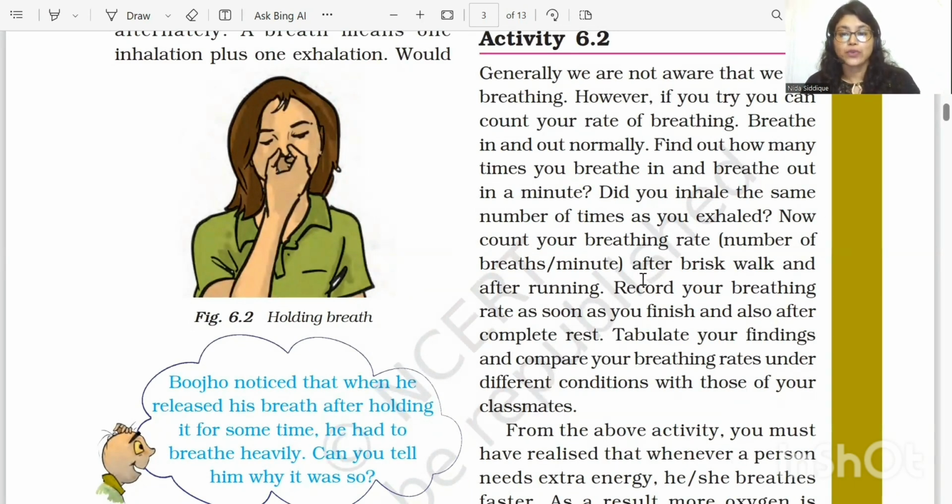Now, count your breathing rate, that is, the number of breaths per minute after a brisk walk and after running. Okay, so हमें normally अपने breathing rate को measure करना है. Then walk करने के बाद हमारा breathing rate कितना है वो हमें note करना है. And lastly, running करने के बाद हमारा breathing rate कितना है हमें ये note करना है. So we have to record our breathing rate as soon as we finish all these three activities and also after rest. After complete rest, breathing rate कितना है, we have to make a note of that also. So we can tabulate these findings and compare the breathing rates under different conditions and also with your friends.